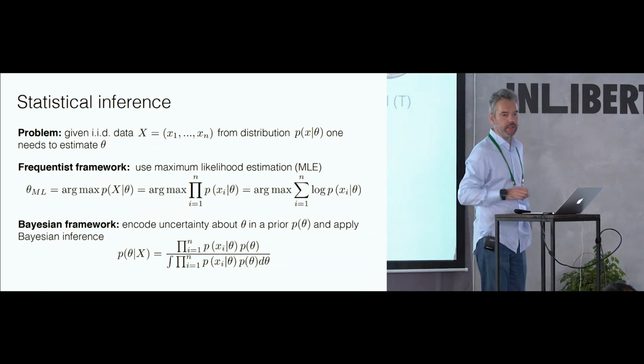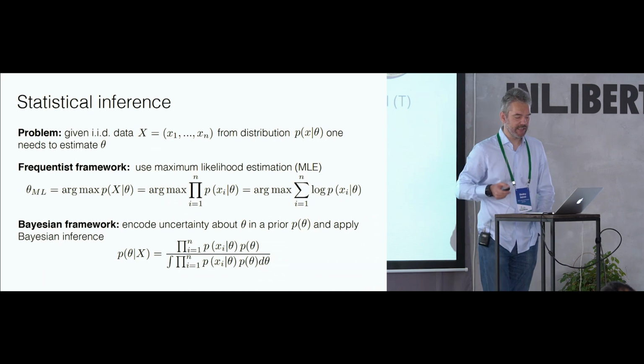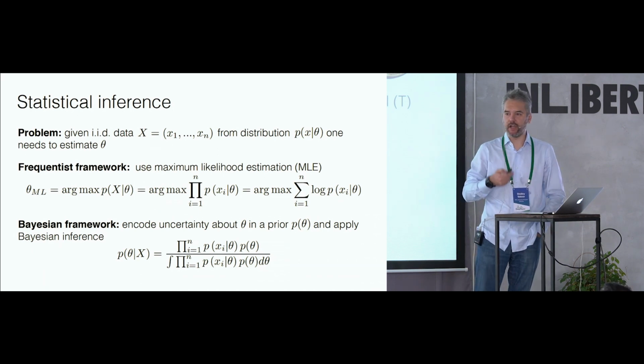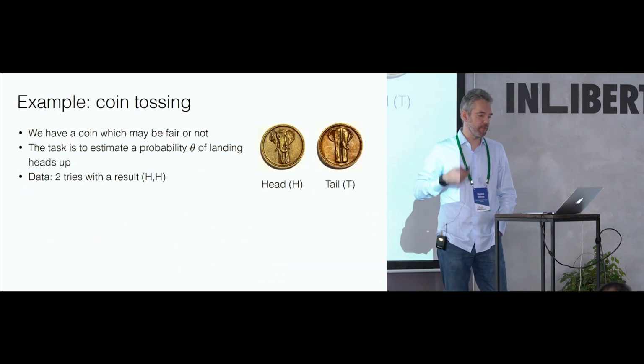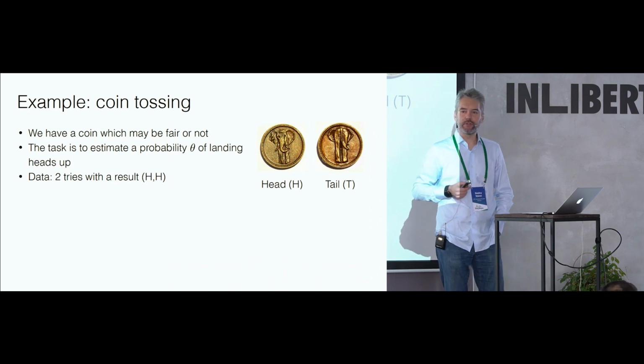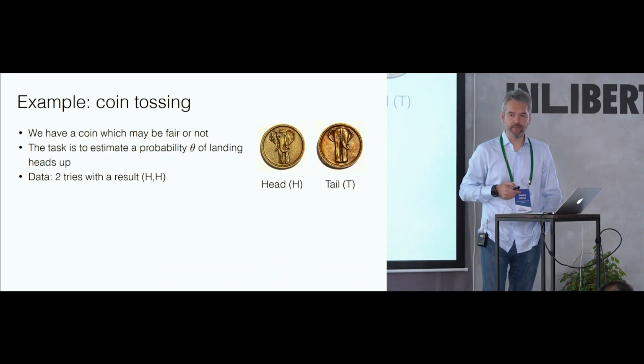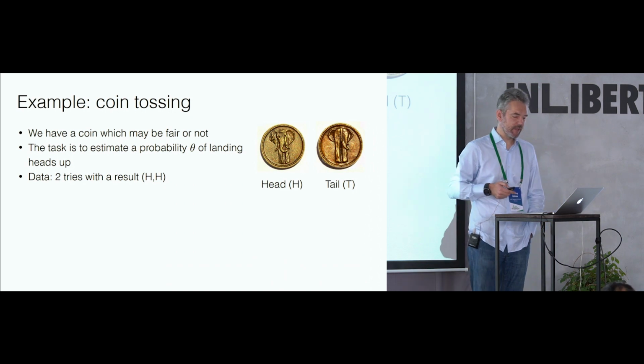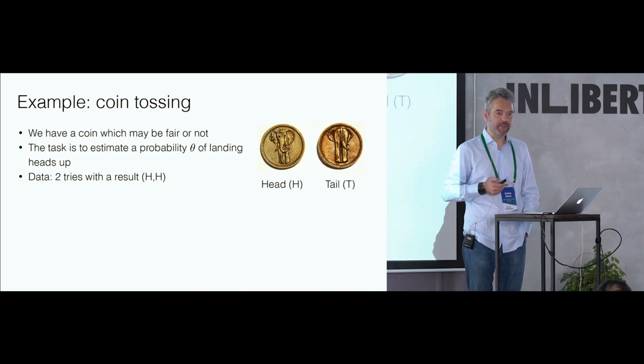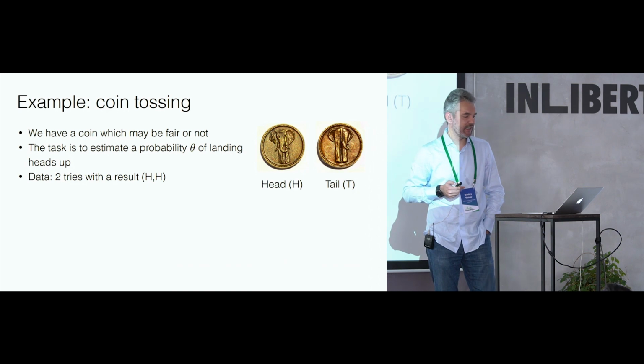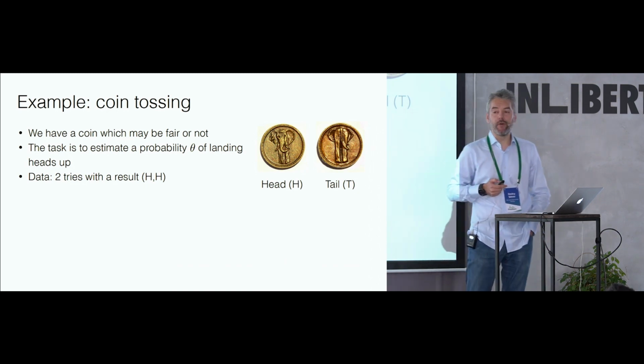Let's assume that we have a coin with unknown probability of head. And this is our theta parameter, and we would like to estimate the probability of head. We toss a coin twice, and in both cases we observe heads. So now the question is, what can we say about the probable values of theta?